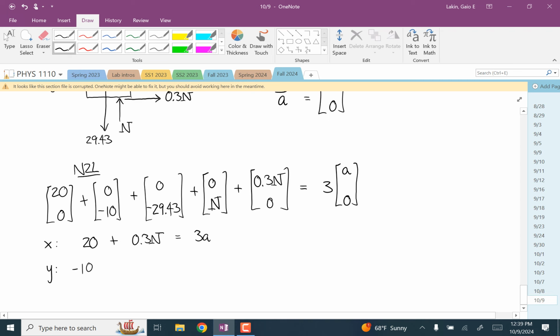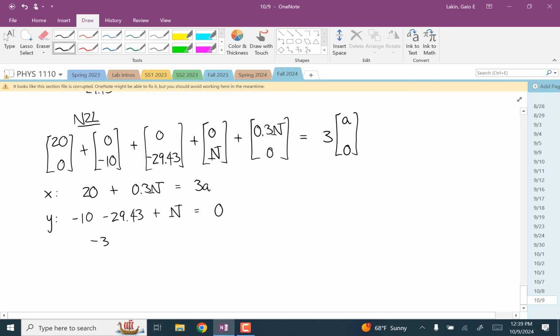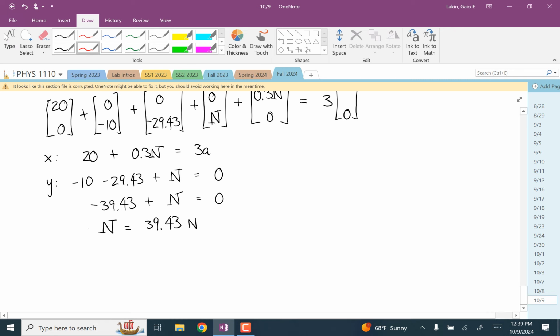It says negative 10 minus 29.43 plus N is equal to 0. So that says negative 39.43 plus N is equal to 0. And solve for N, and you get 39.43 newtons. And now that I've solved the Y equation, now I'm going to plug that into the X equation.